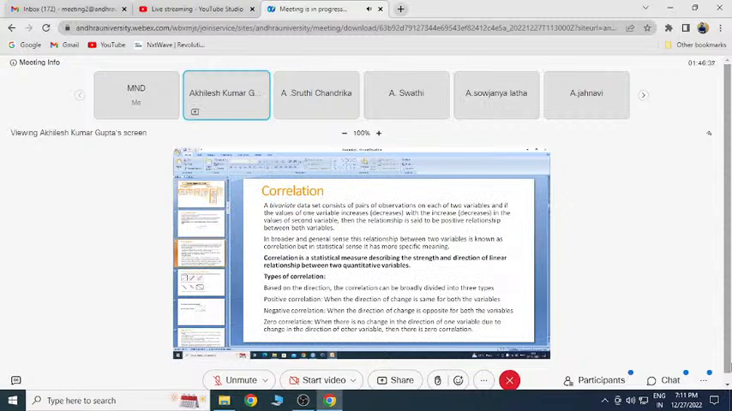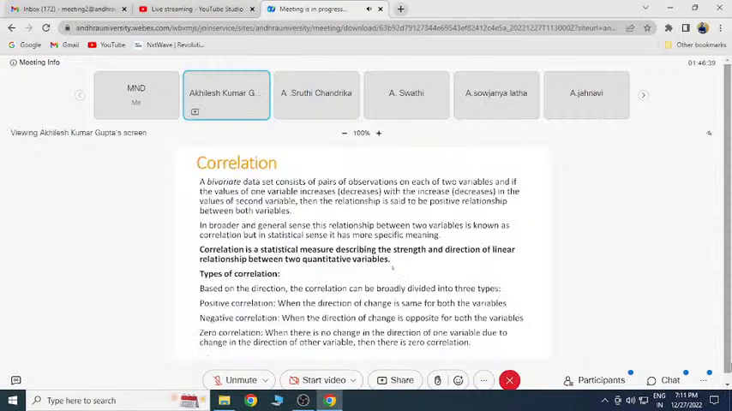Okay. So a very short description about the correlation. We all know it is a statistical measure to describe the strength and direction of linear relationship between two quantitative variables. So here two things we have to remember: for calculating the correlation, both variables have to be quantitative, and it gives the linear relationship.